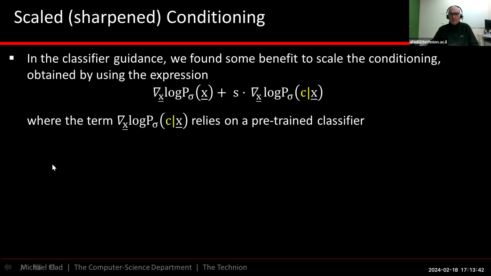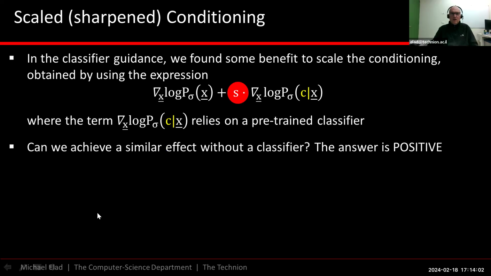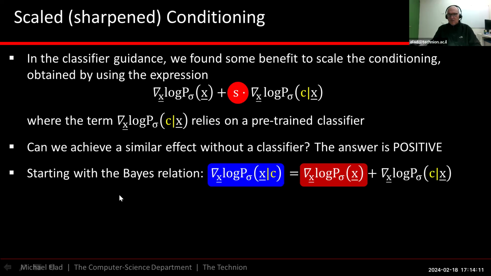Here is the idea. Remember, this is the approximation of the score that we had: the regular score plus the extra conditioning, multiplied by the scale S that people found useful in order to extremize the behaviors they are getting. Okay, so this is what we are after. S, again, the scale. Can we achieve this without a classifier? The answer is yes. Here is what we shall do. I remind you, the conditional score, because of Bayes, is the regular score plus this conditioning without the S. Just simple Bayes gives us this equation.